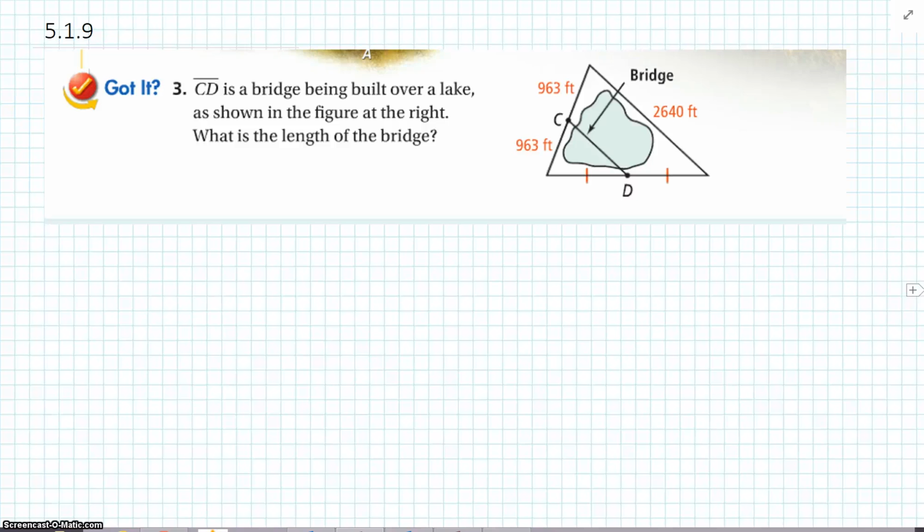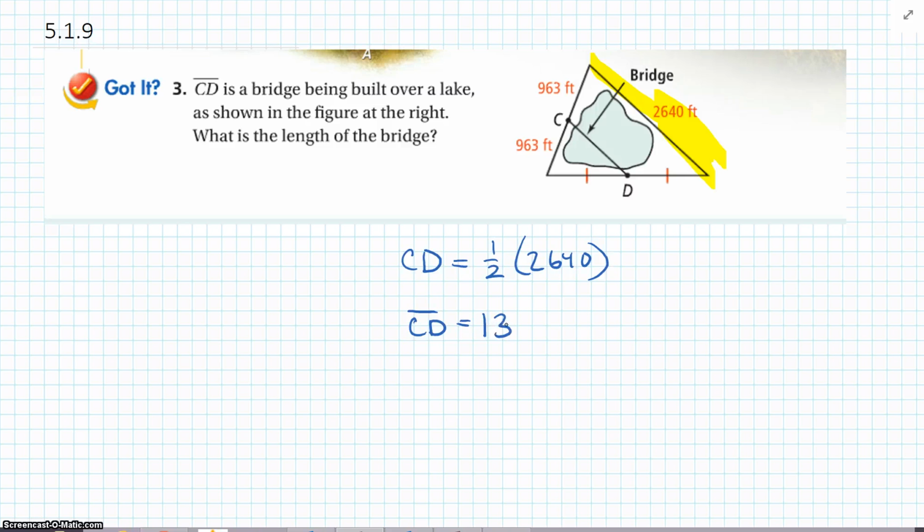All right. CD is a bridge being built over the lake as shown. What is the length of the bridge? Well, we know CD is a mid-segment, so we know the long length. Let's highlight that. This long length is 2,640. So we know CD must be equal to 1/2 of whatever that distance was, 2,640. So the bridge CD must be equal to 1,320 feet. Okay.